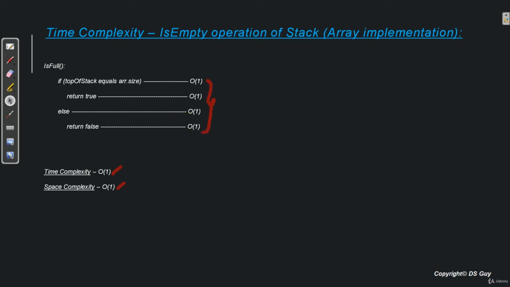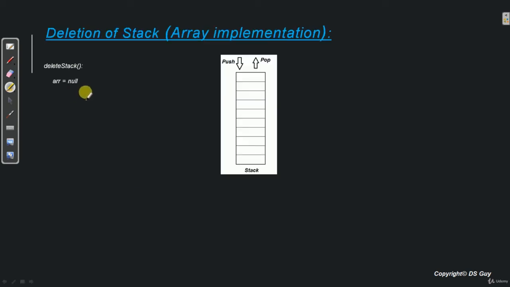Now there is one more last operation that can be performed, that is deletion of the entire stack. Now as you would have guessed, deletion of a stack is very simple. All that we have to do is make the array null. The array stores the entire stack and once we have made the entire array null, automatically this stack ceases to exist. So that's how we can delete the entire stack.